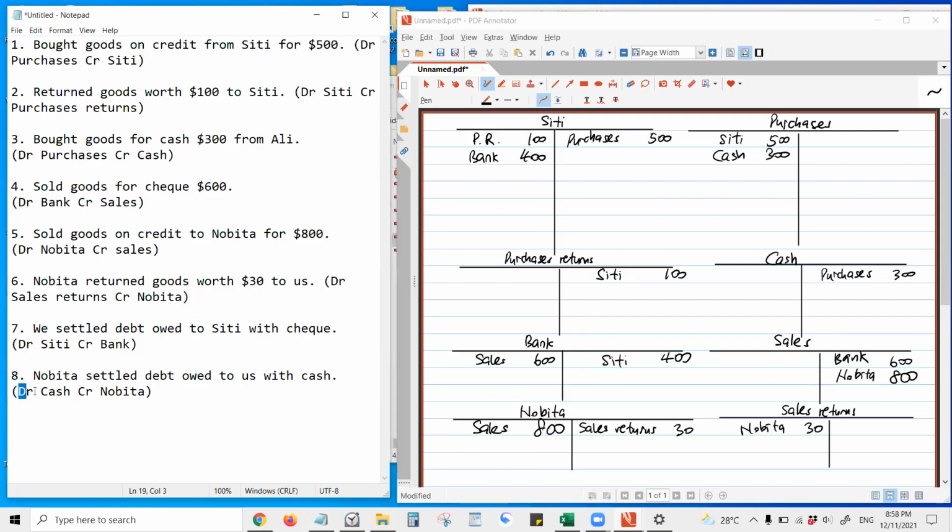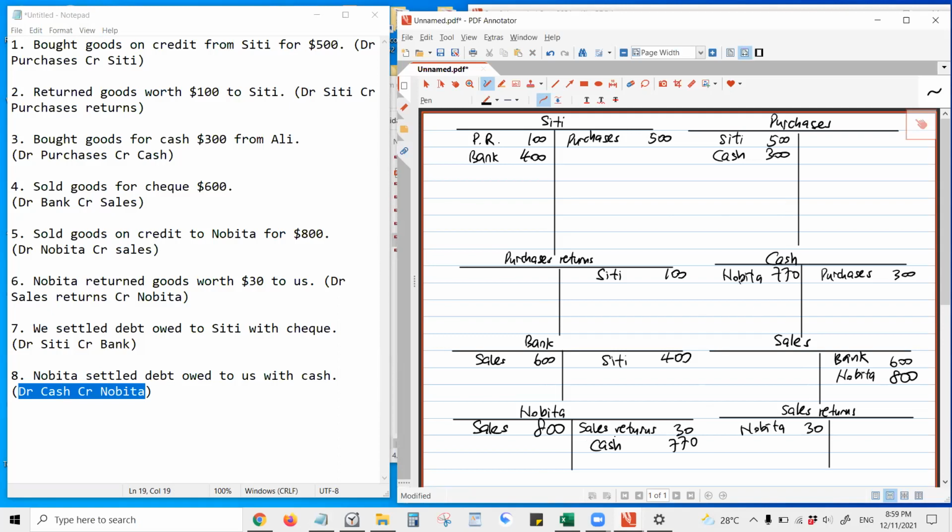Number 8. What is the amount again? I remember 770. Correct. 800, 800 minus 30, 770. Therefore, use 770. Okay, here 770. Okay, then only write the detail. Detail is always the name of the other account.